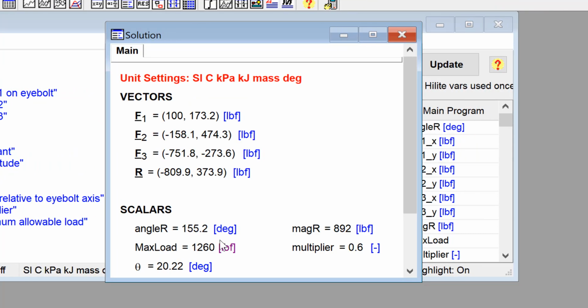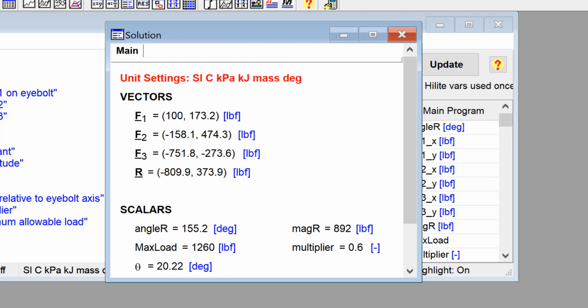So it turns out our max load is 1260 pounds, and the actual magnitude of the load is 892. So according to the criteria put forth here by the manufacturer, our eye bolt should be fine. We're not likely to fail.